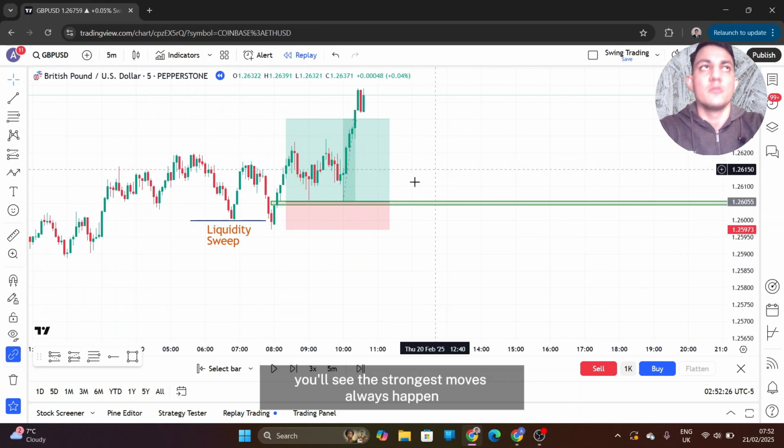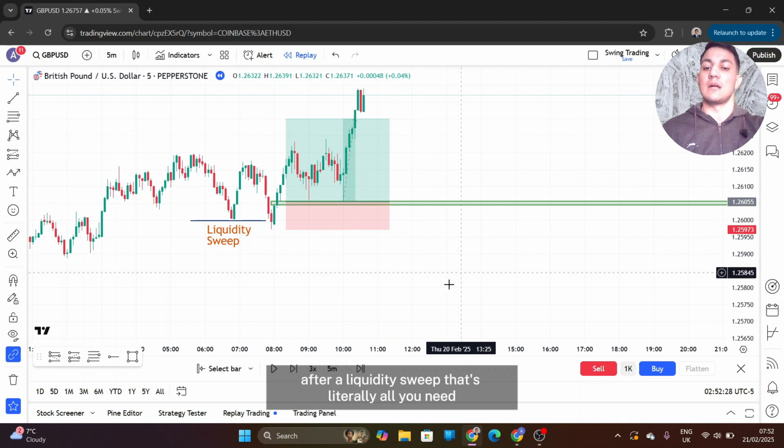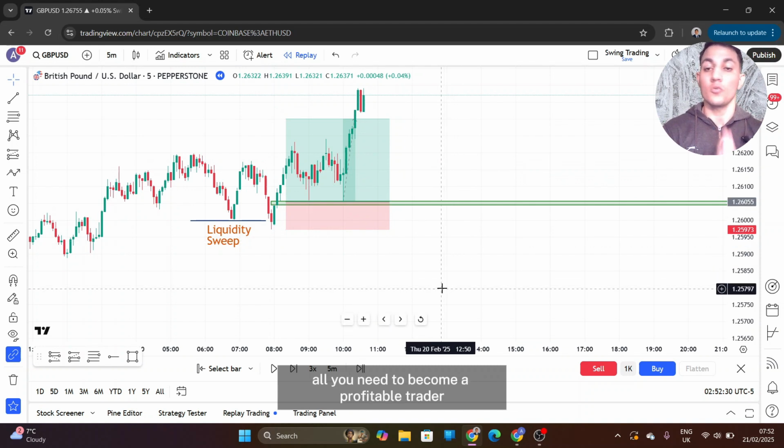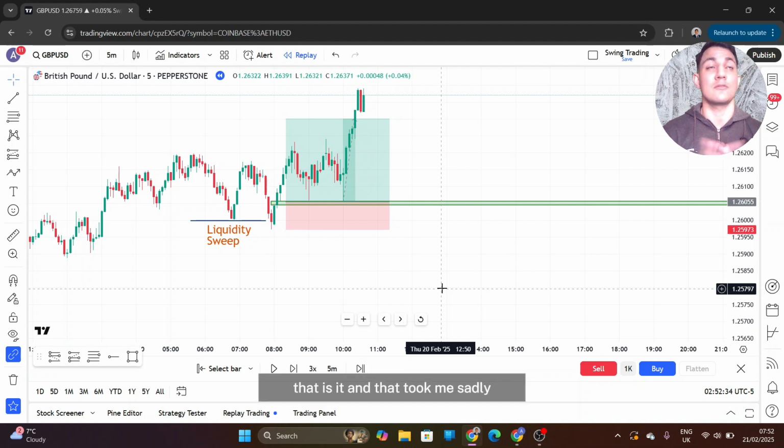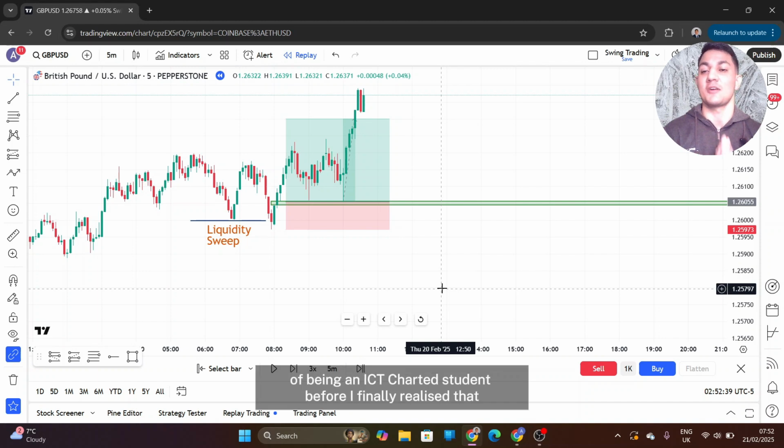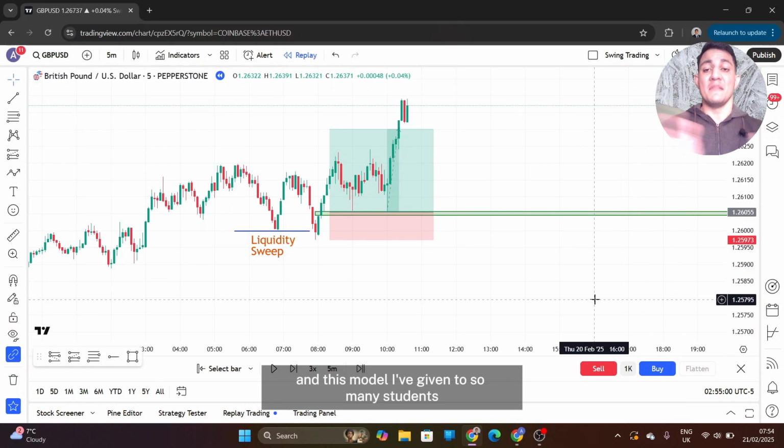You'll see the strongest moves always happen after a liquidity sweep. That's literally all you need. All you need to become a profitable trader is a liquidity sweep and a simple entry pattern. That is it. And sadly, it took me 4 years of hard work as an ICT student to finally realize that. And this model I've given to so many students, and so many students are making money with this.